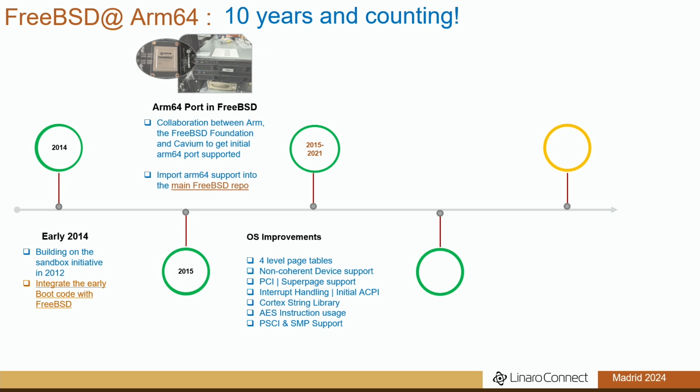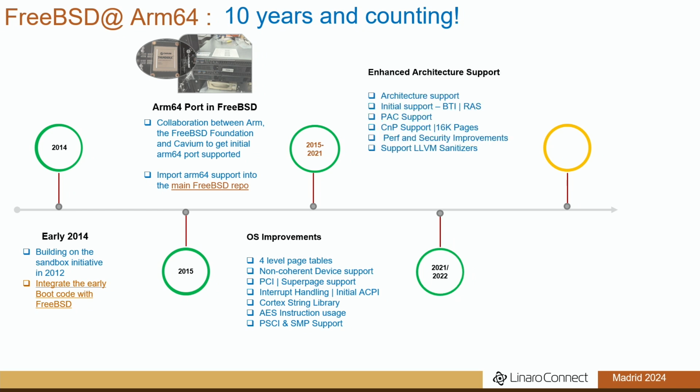Now, in the next window between 2015 and 2021, we were working on operating system improvements around 4-level page table support to increase the size of virtual memory, non-coherent device support. Then improvements to the PCI driver, superpage support, which is equivalent to transparent huge pages in Linux, interrupt handling for a generic framework, initial ACPI support, Cortex string library for faster memory, AES instructions, of course, for cryptographic scope, and PSCI and SMP multi-core support.